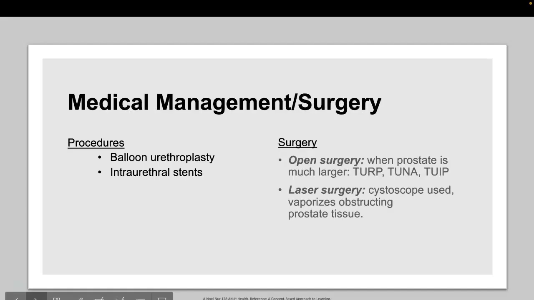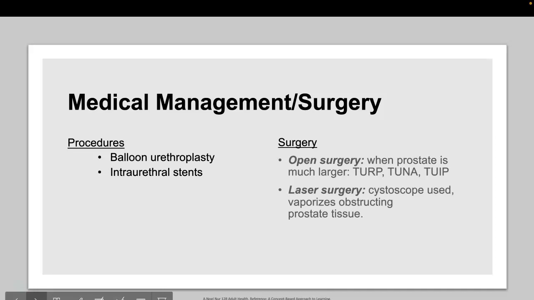Okay, so let's talk about medical management, surgery. There's a couple of different things that they may choose to do: balloon urethroplasty and intraurethral stents. Those are less invasive than the open surgery. Basically, they take a long catheter and go up into the urethra, almost like a cardiac cath, which we will talk about in the next module. The urethroplasty is a catheter that goes up the urethra, has a balloon on the end of it, and they're pushing back that excess prostate tissue.